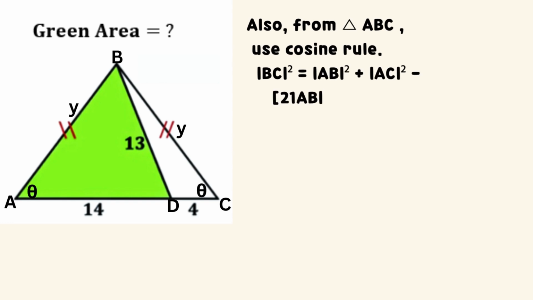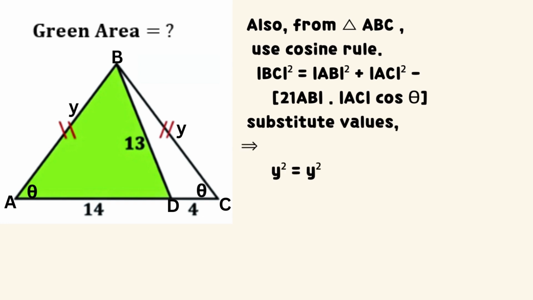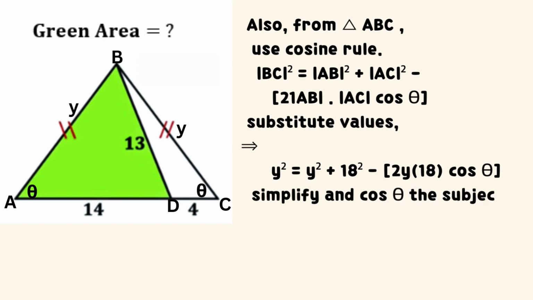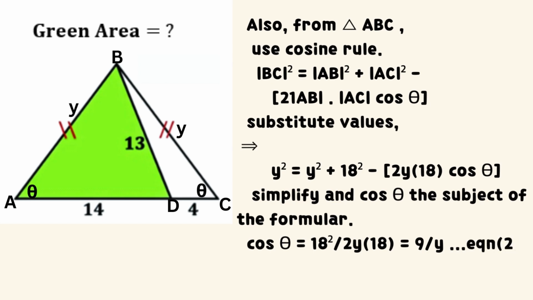Also, from triangle ABC, use the cosine rule. The square of line BC equals the square of line AB plus the square of line AC minus 2 times line AB times line AC times cosine theta. Substitute values and we have that y squared equals y squared plus 18 squared minus 2 times y times 18 times cosine theta.